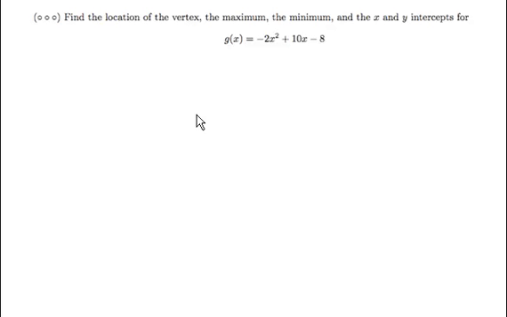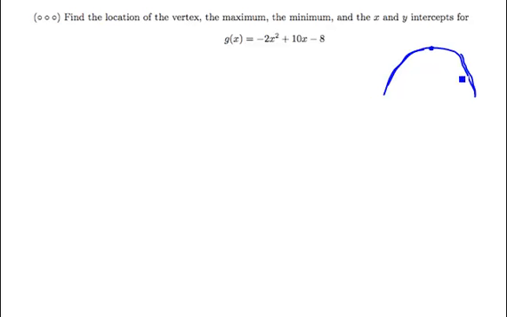In this problem, we're asked to find some of the key features of the function g. G here is a parabola opening down. It's a degree 2 polynomial, so its shape is a parabola, and its graph opens downward. So it has a maximum, and that maximum occurs at the vertex. And so all of the questions here relate to that turn and the intercepts that we might see.